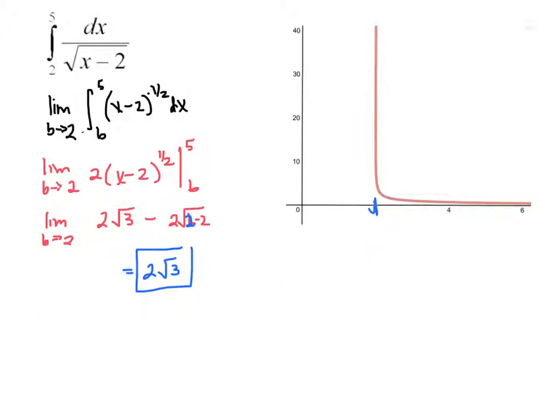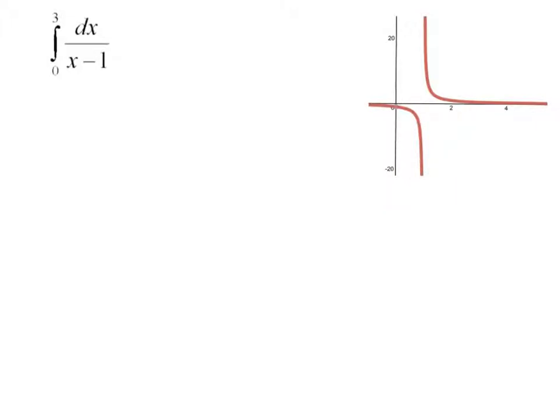Okay, let's do another one. This one is a little bit different. We're finding the area from 0 to 3. But the problem is a vertical asymptote at 1. So we actually here would need to split this into 2 integrals. We'd need to go from 0 to 1, and we need to go from 1 to 3. And we, of course, would add those two together.